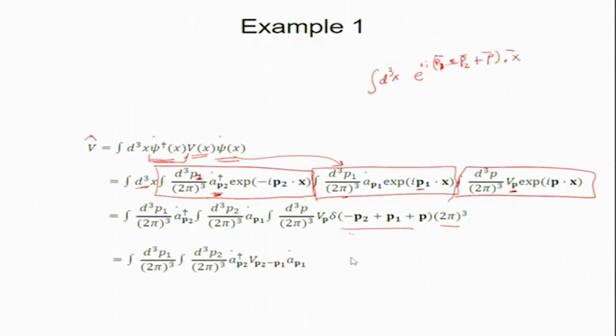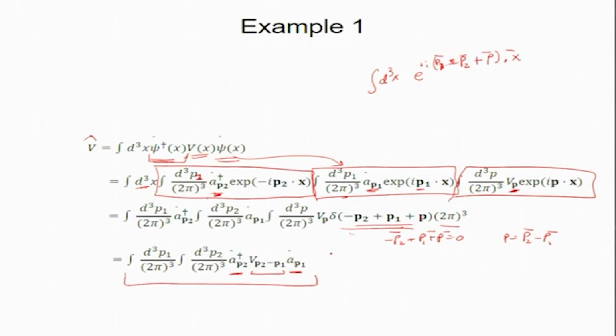I am rewriting it. So this is p1 and p2: you have a dagger p2, a p1, which come from here, and this Vp. This is a delta function, so I can write p as p2 minus p1: minus p2 plus p1 plus p is 0. That means p equals p2 minus p1, these are vectors of course. This is what I have written here. So I need to integrate this. This is my operator written in Fourier space.